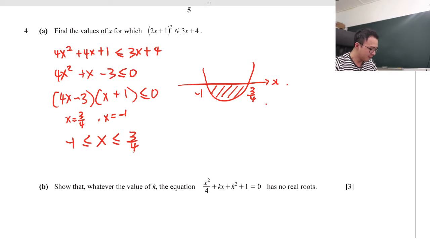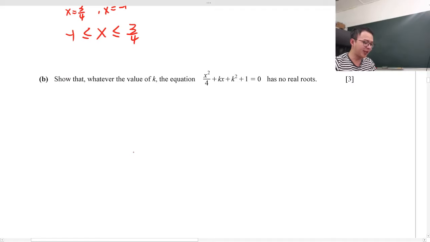Show that whatever the value of k, this equation has no real root. If the question says no real root, you need to show that b squared minus 4ac is less than 0. But in order to show it, you shouldn't straight away write less than 0, because if you already write less than 0, there's nothing for you to show. So I will just assume I do not know whether it is less than 0, and I will just do b squared minus 4ac.